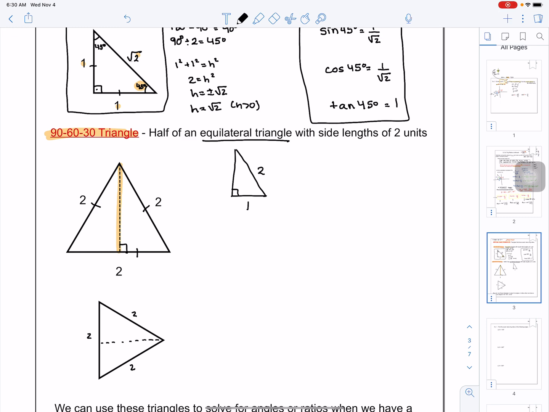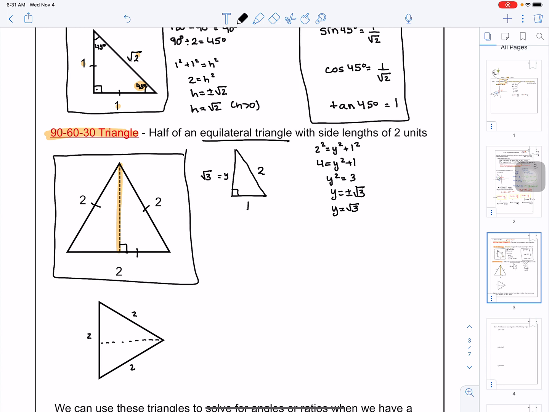This hypotenuse would be a 2, and I would need to solve for this side, which I'm going to call y. So 2 squared equals y squared plus 1 squared. 4 equals y squared plus 1. y squared is equal to 3. Square root both sides, you get plus or minus root 3. And again, we only take the positive answer because we're dealing with a reference triangle, and this would be a root 3 on that side. So this is the triangle you need to remember, or this one.